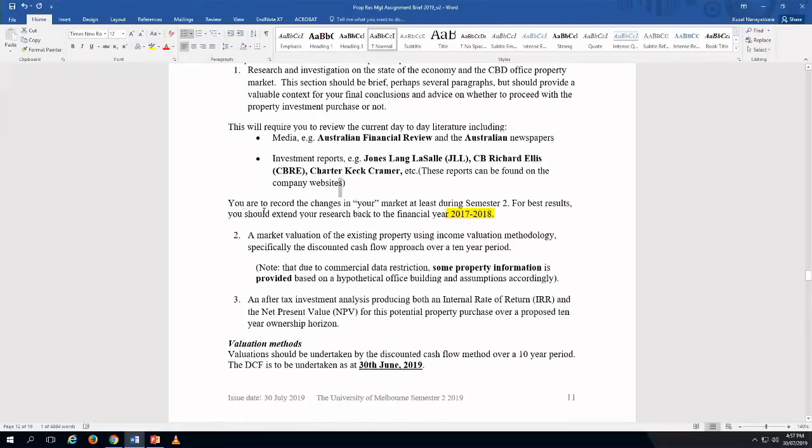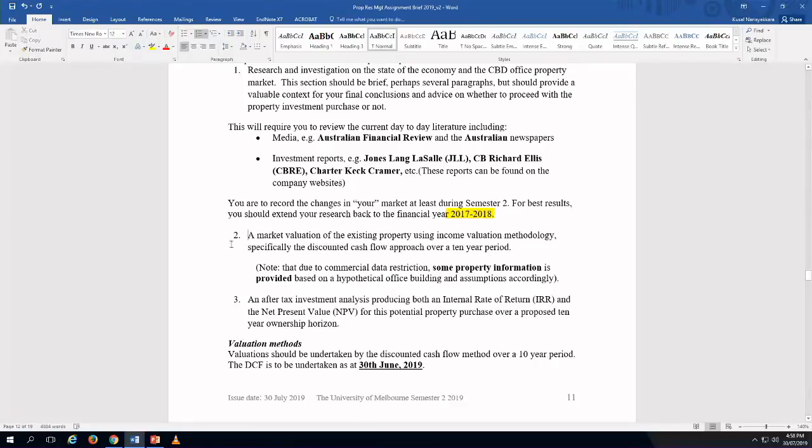So you are to record the changes in the market at least during semester 2. It means this semester. For the best results, you should extend your research back to two financial years. It's 2017-18, 2018-19.